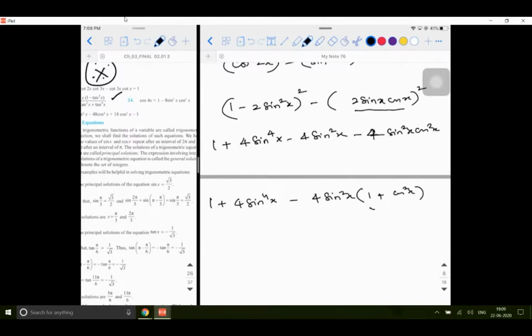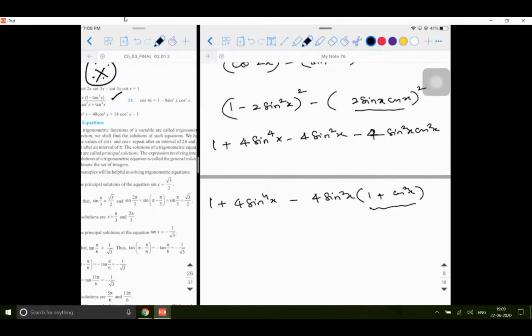Because I don't have a formula for 1 plus cos square x. So you multiply 4 sine square x into the bracket, then we'll get the formula. You will get 4 sine square x plus 4 sine square x cos square x. Nothing else you are going to get.